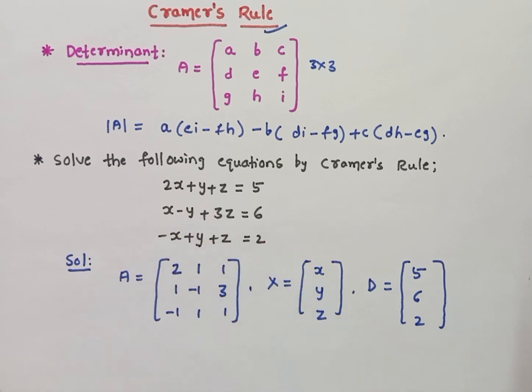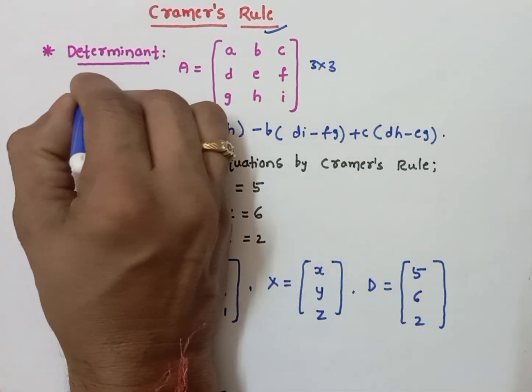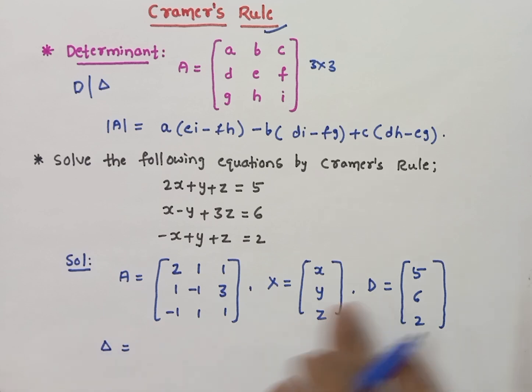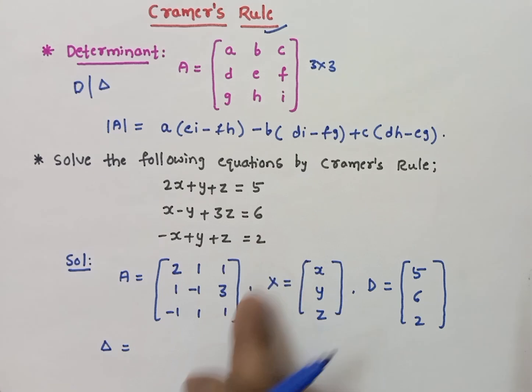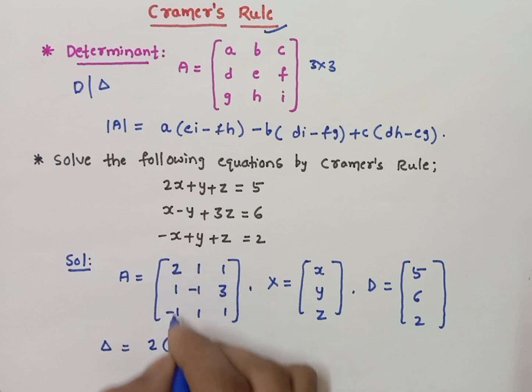We got matrix A from the equations. Now we have to find the determinant. The determinant is also denoted by capital D or delta. Since we have already taken D, let me take delta, to avoid confusion between D and delta. So how do we find this delta? As we discussed in the formula, here we'll go with the numbers. Let us take first 2. If I take 2, we have to delete its row and column.